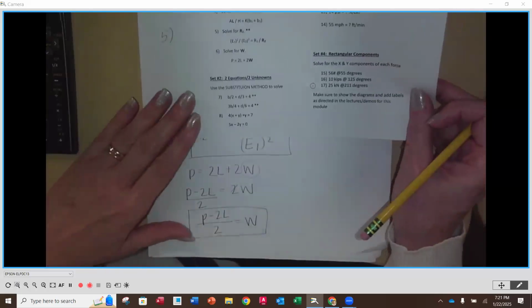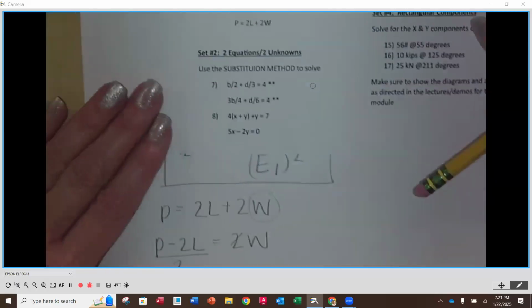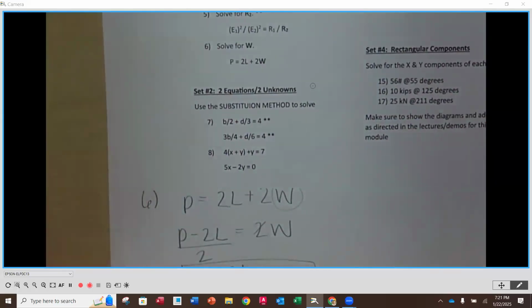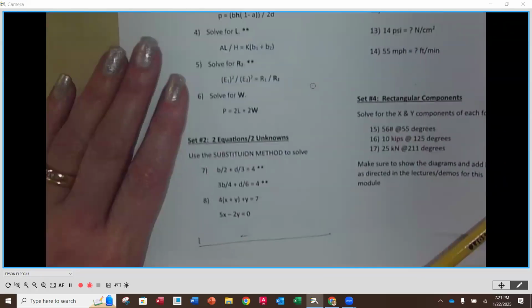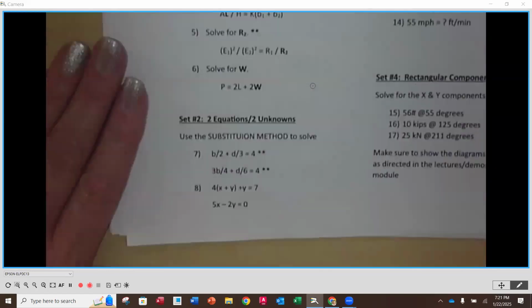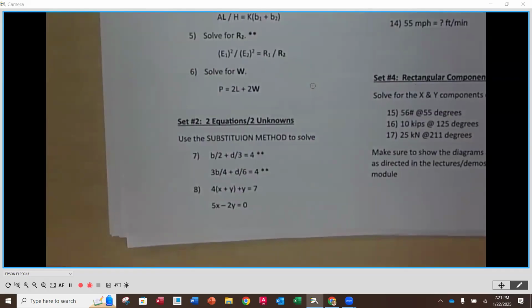Our second set is down here in that first column. Our second set is 2 equations, 2 unknowns. So very often we end up with problems where we have 2 unknown values and we can use what we call 2 equations to solve for them. So it's 2 linear problems, if you would. We're going to use the substitution method to solve for each of the variables in these 2 problems. So this is a little bit of a process, okay?